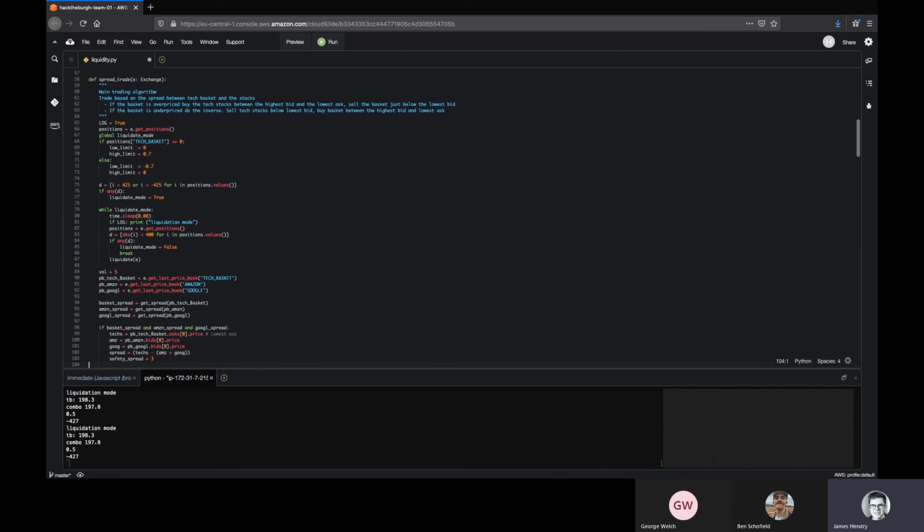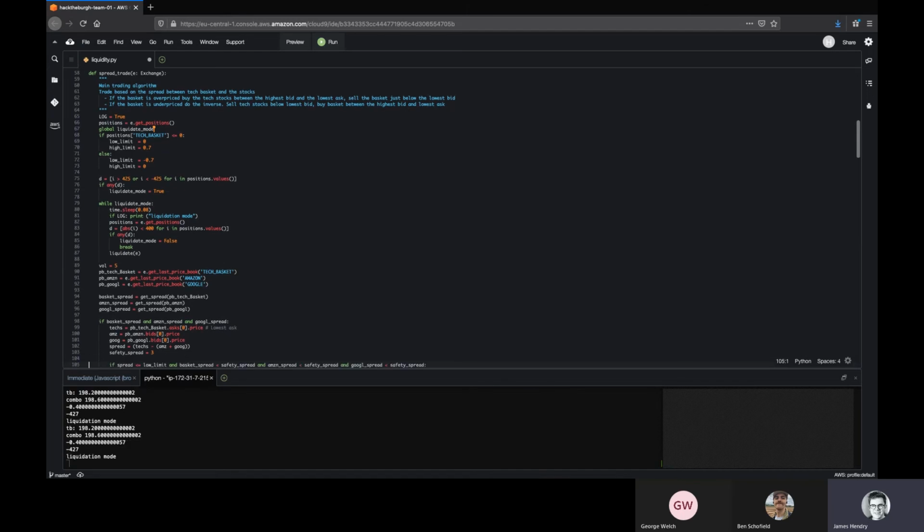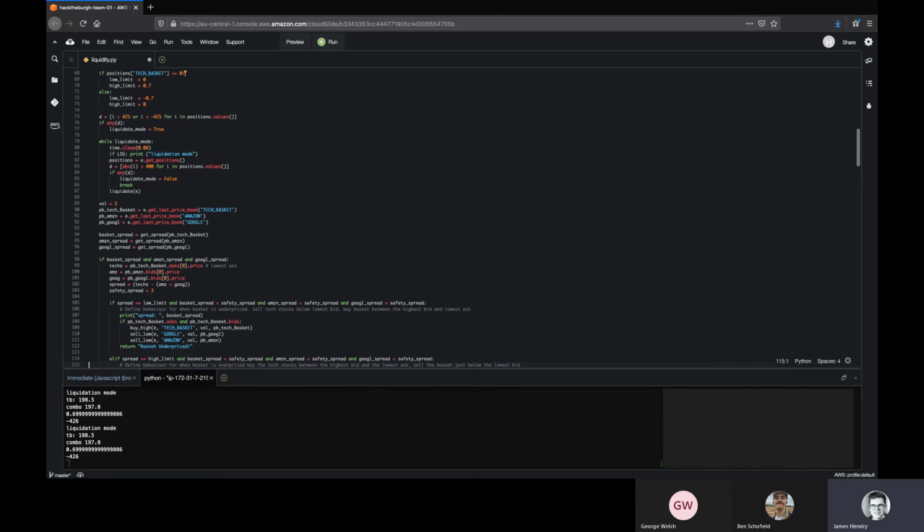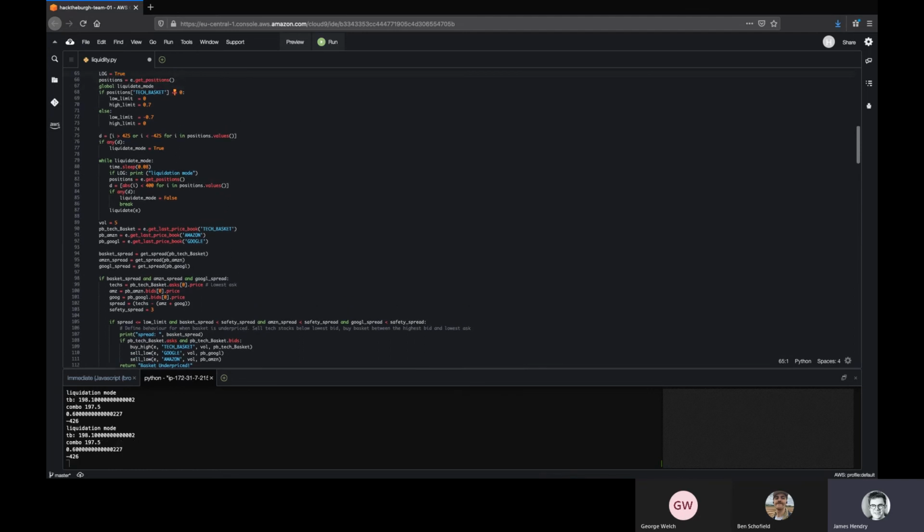Spread trade is our main trading function. This has a liquidate mode. This just means that once we get to too far of an extreme, we're set on trying to get slightly out of that position if we can. We then look at the current position, so whether we're shorted on tech basket. If we are, we set a low limit of 0 and a high limit of 0.7. Otherwise, if we're long on tech basket, we set a low limit of minus 0.7 and a high limit of 0.